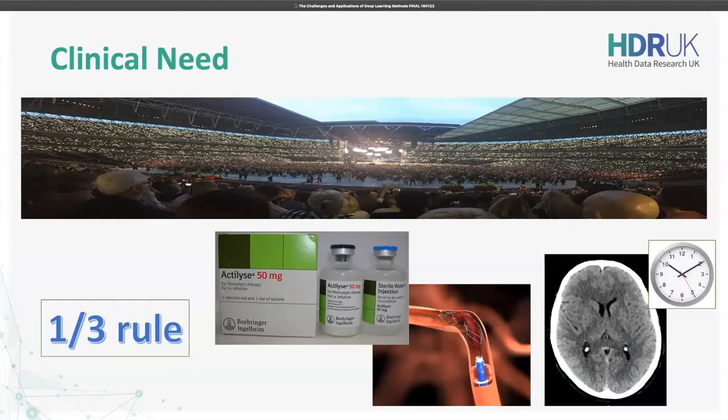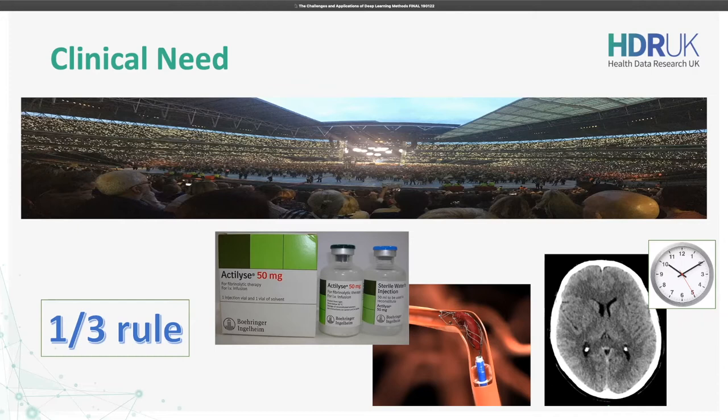Okay, so first I just want to set the scene with the clinical need. The top picture there is Wembley Stadium during a concert from the singer Adele. There's 90,000 people in the stands and 10,000 people on the pitch. That's the same number of people who have a stroke every year in the UK. Stroke is a serious condition. Many people will be familiar with it. It usually causes a sudden onset of disability. People often have problems with movement, speech, etc.